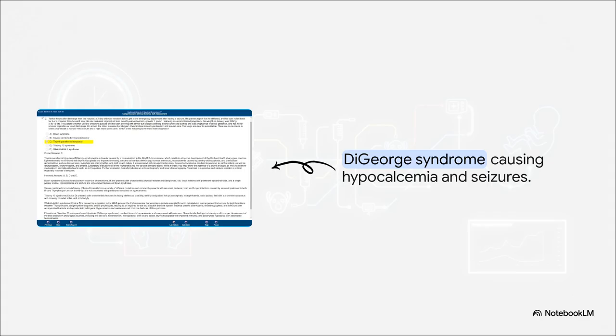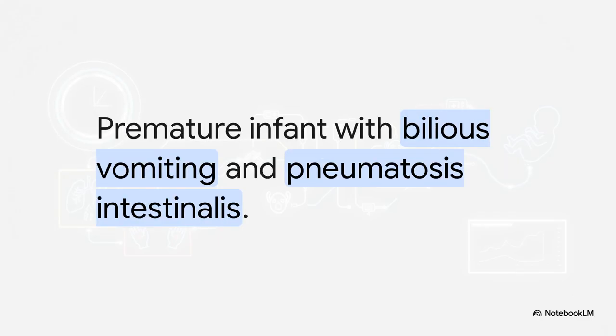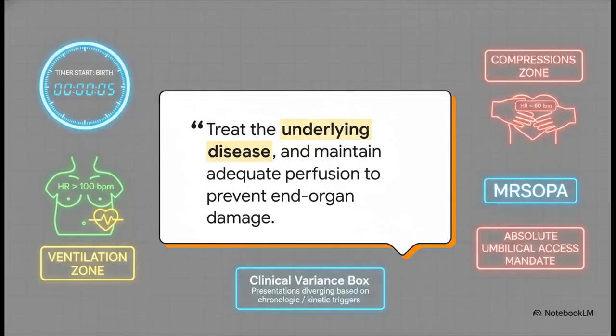absent thymic shadows. Another critical diagnostic trap is a premature infant developing feeding intolerance, bilious vomiting, and bloody stools. If you see radiographic visualization of pneumatosis intestinalis, that's intramural air on the X-ray, that strictly confirms necrotizing enterocolitis. This extensive inflammation and ischemia mandates immediate bowel decompression and surgical evaluation. Ultimately, your goal is to synthesize this data to treat the underlying disease.